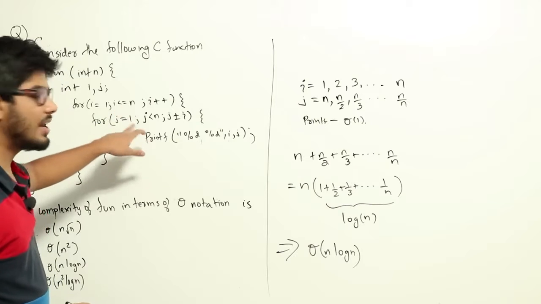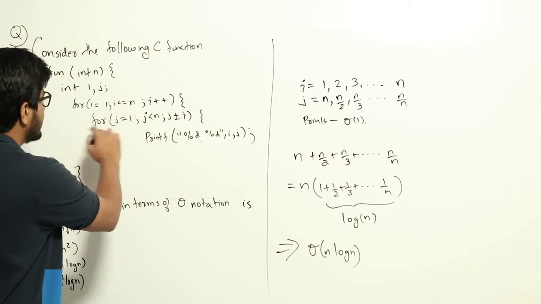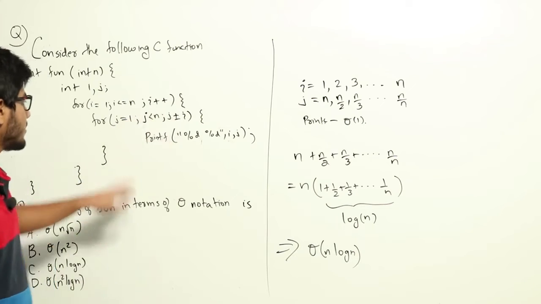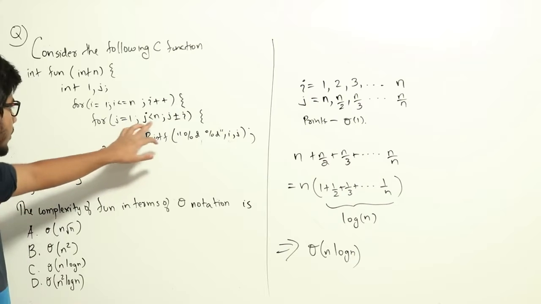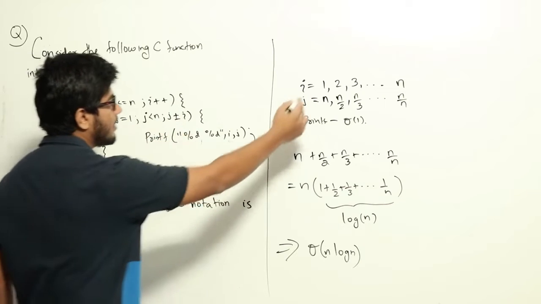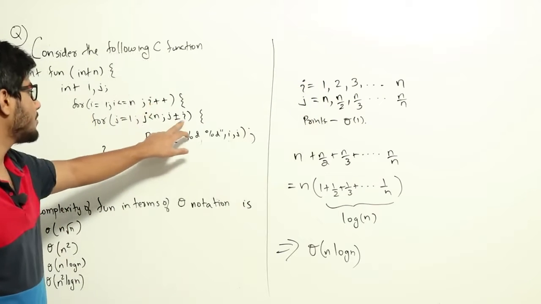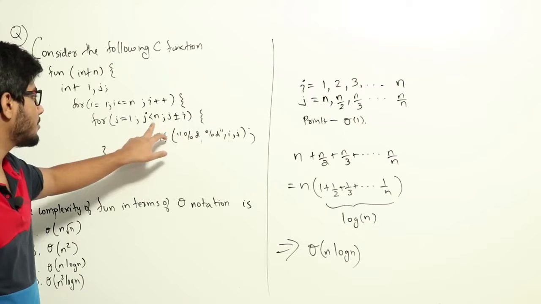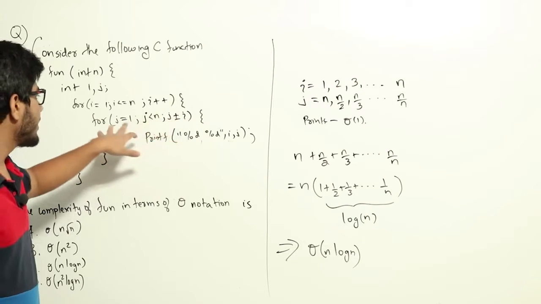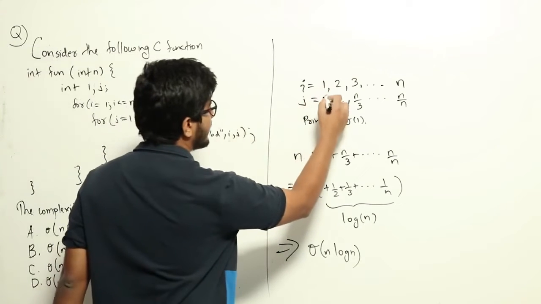Now for each value of i, let us see what j will take. The loop for j is j equal to 1, j less than n, j plus equal to i. So j will start from 1 and j will grow till n in increments of i. Meaning if i is 1, initially j will be 1, then j will become 2, then j will become 3, etc. up to n. Meaning the loop will run n times. So j will run n times.